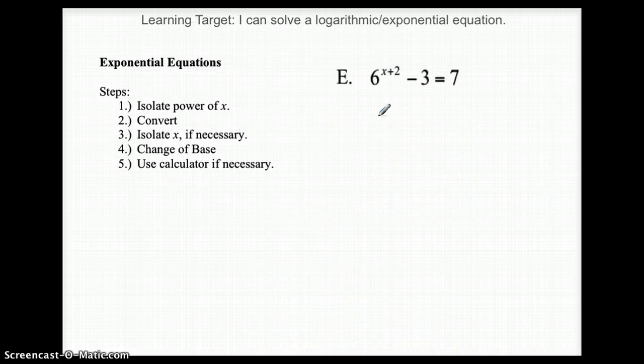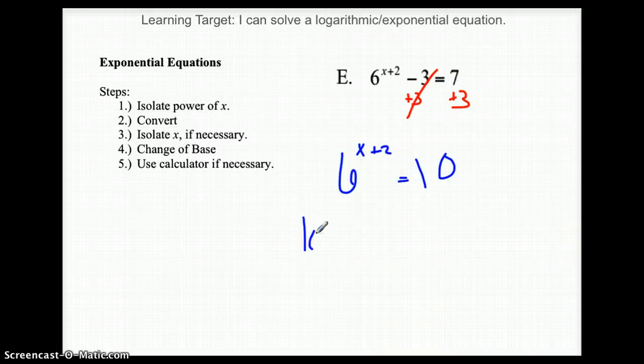All right, same thing again. We want to isolate our power of x, so we need to get rid of that minus 3 by adding 3. So 6 to the x plus 2 will equal 10. Now I'm ready to convert to a log, so throw that word log in there. 6 was first, so it's going to be first still as the base. Then the x plus 2 and the 10 are going to switch. So base of 6 followed by a 10, and that should equal x plus 2.